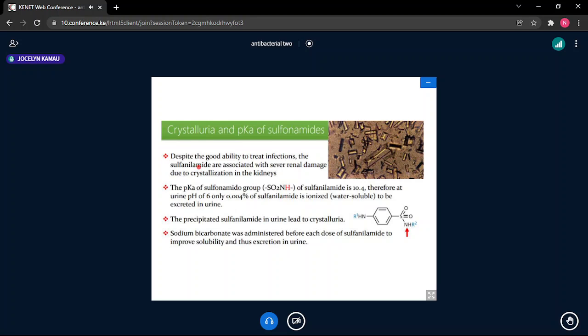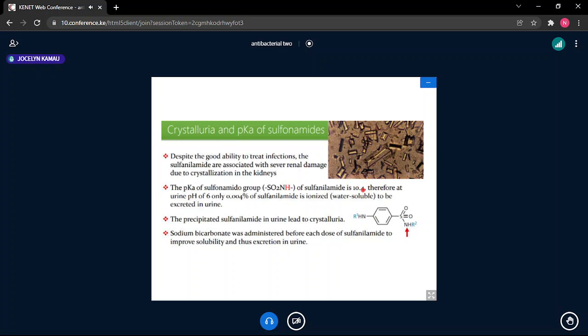Very poor water solubility. Remember, sulfanilamide is not substituted at the R position. It is actually SO2NH2, just like the other side. So it is not substituted with any electron withdrawing group, and therefore has very, very low ionization, very poor water solubility, and a lot of crystallization in the kidneys. The pKa of the sulfonamide group, that is the SO2NH of sulfanilamide, is 10.4. So you can see the pKa is very, very high.